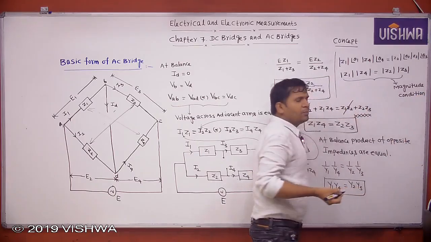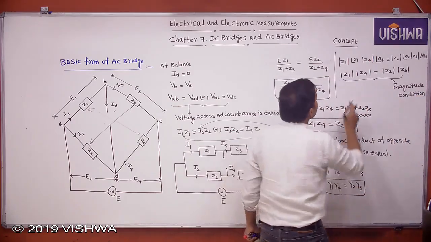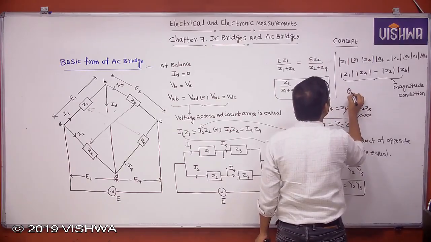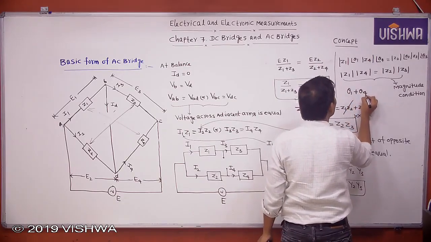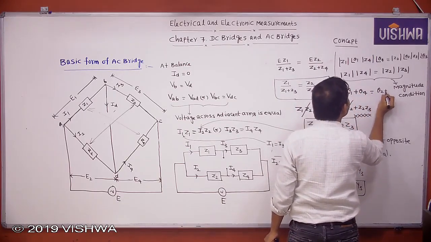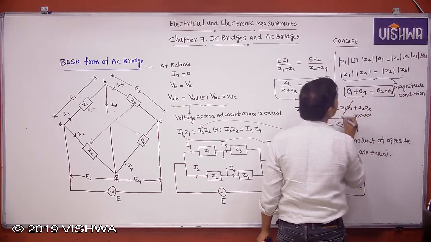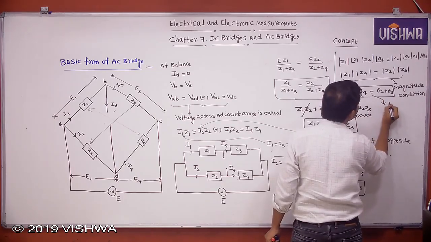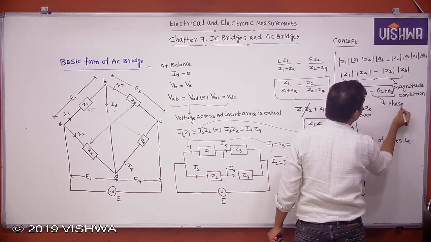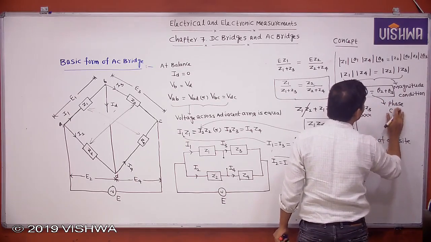But in a product, angles are added. Now this is theta 1 plus theta 4 equal to theta 2 plus theta 3. Then this condition is called the phase condition, or angle condition.